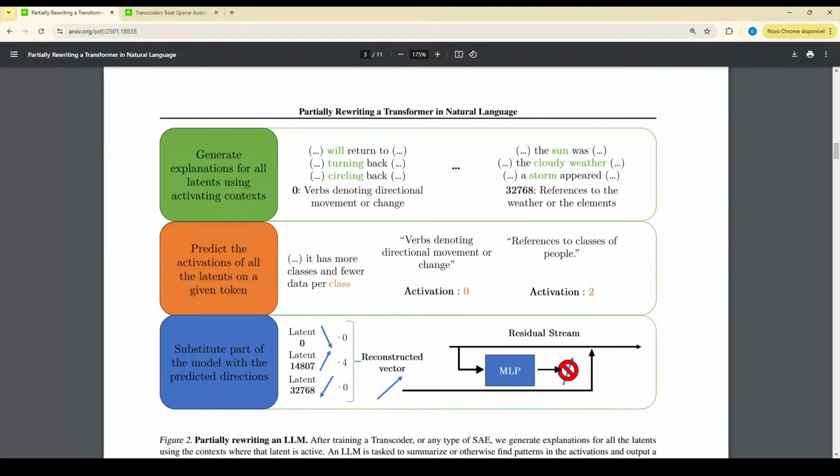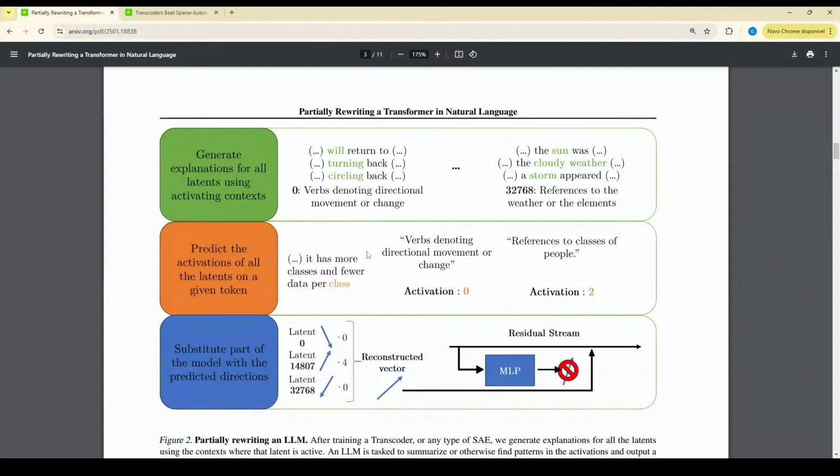Then you sample these activations in some way to make these examples. Here, these are real examples of a latent that I found. Just for space reasons, I cut it very short. But then the explanation that the LLM gives for these examples is verbs denoting directional movement or change. Also, I trimmed this explanation a bit for space, but this is the general gist of it. And you do this for all latents of your SAE. In this case, our SAE had 32,000 latents.